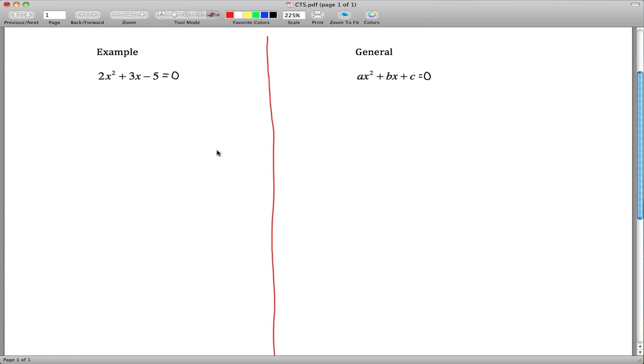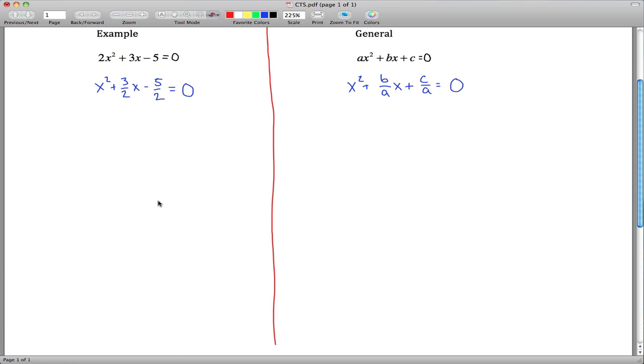So let's see, to complete this square, we want a 1 as our leading coefficient. So we don't want this 2 out in front, so what we can do is divide both sides of the equation by 2. Make sure you divide everything on the left by 2, and you get x squared plus 3/2 x minus 5/2 equals 0 divided by 2, which is just 0. And I guess to do something similar over here, we divide both sides of the equation by a. So that would leave us with x squared plus b over a times x plus c over a is equal to 0 over a, which is just 0.